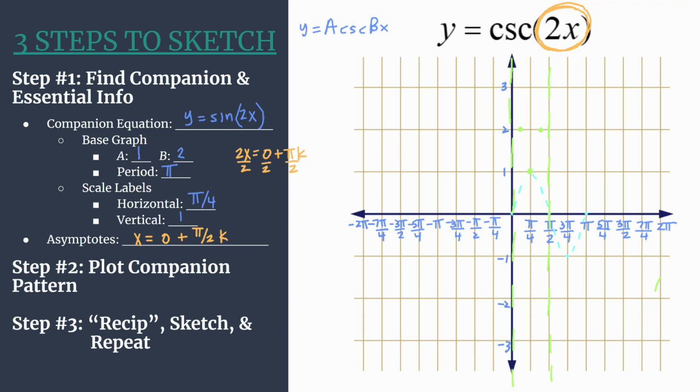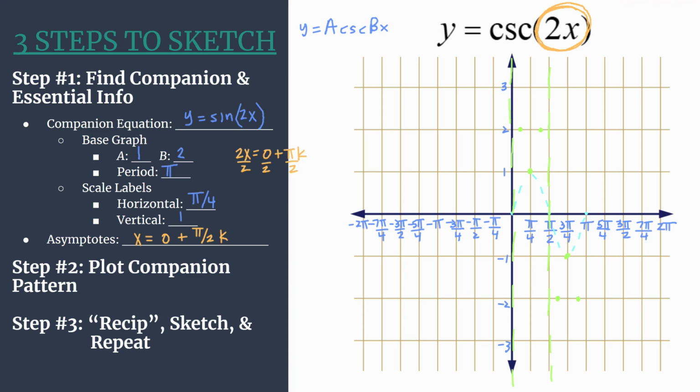All right, let's keep going. The reciprocal of negative 1/2 is negative 2. Of negative 1 is negative 1. Another negative 1/2. The reciprocal is negative 2. And then as we get to pi, we would have another asymptote there.